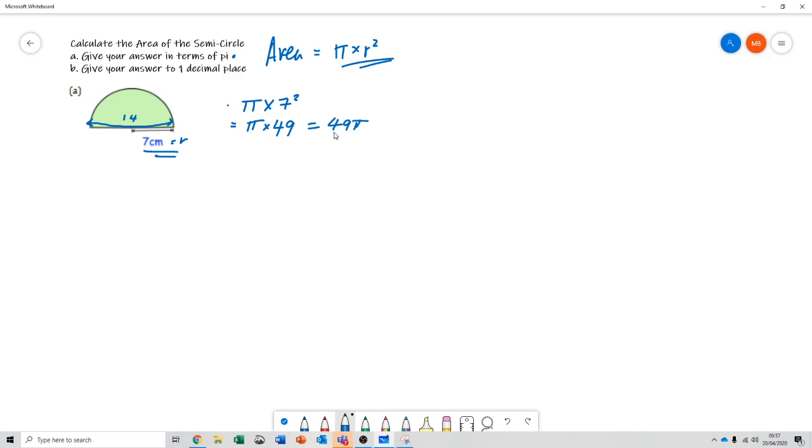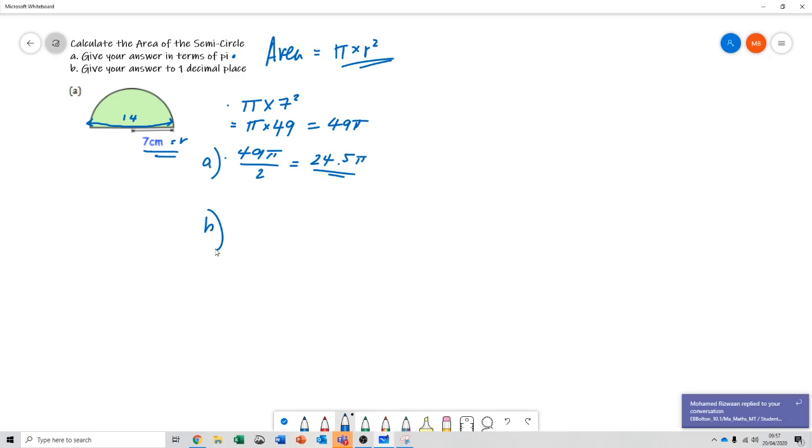Now we have to be very careful. This here is not the answer yet, because 49 pi would be the area of a full circle that had a radius of 7. However, this question is asking us to find the area of a semicircle with a radius of 7, and a semicircle is simply half of a circle. So we would take our 49 pi and divide that by 2, and that would give us 24.5 pi. Now that is the answer in terms of pi, so that's basically part A done.